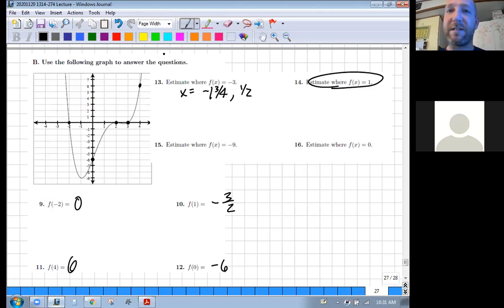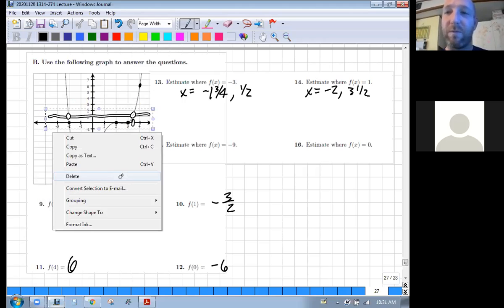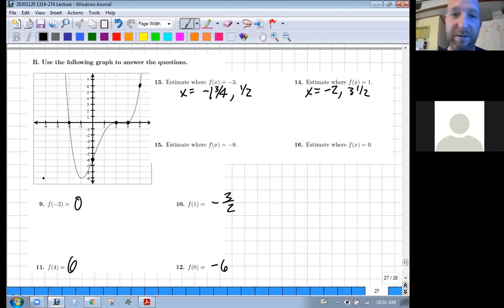Now where f of x is 1, here's all the y values at 1. So we got these two, like at -2 and 3.5. Where f of x is -9, here's -9. There's only 1 point here. That's about when x is -1. Now where f of x is 0, you can see here they have them labeled -2, 2, and 3. That's where it crosses the x-axis.